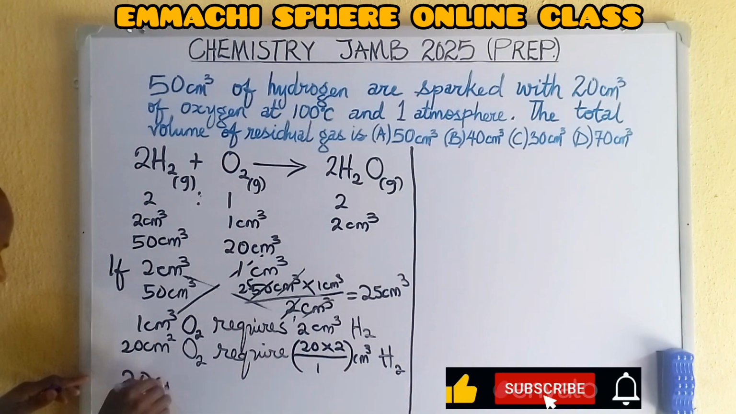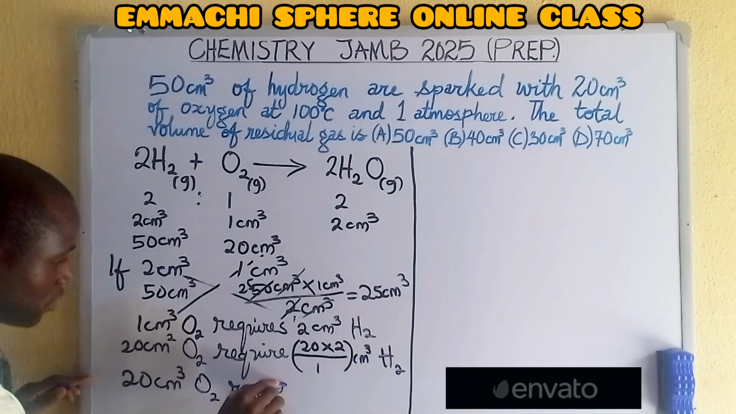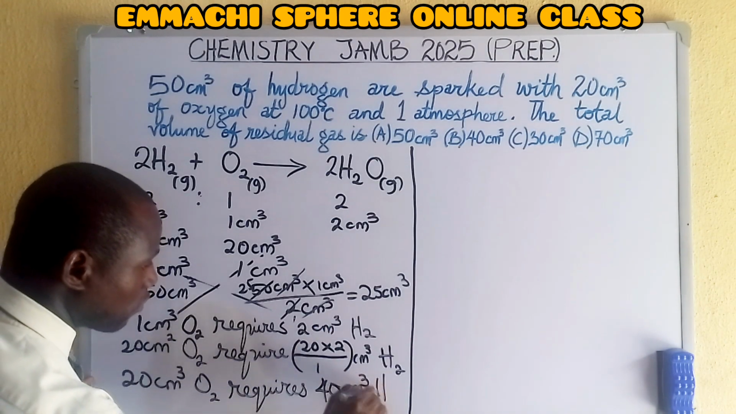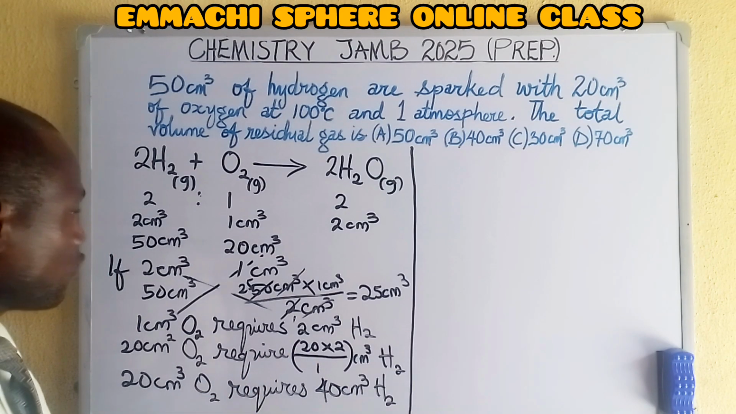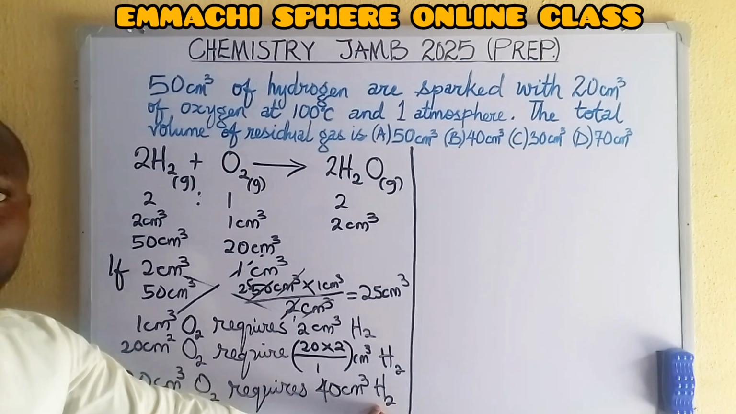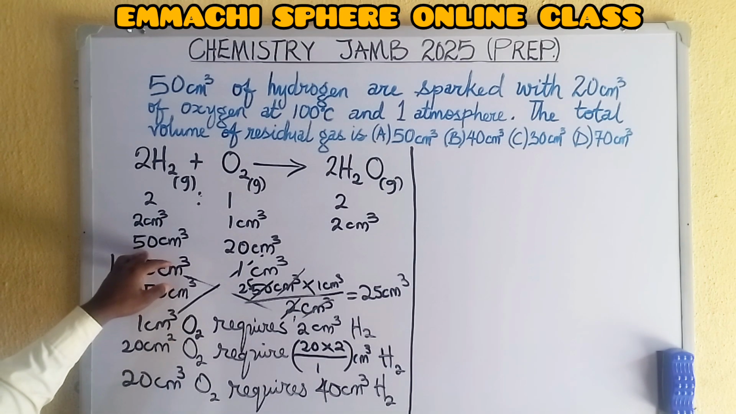Finally, 20 cm³ of oxygen requires 40 cm³ of hydrogen. I hope you understand it now. 20 cm³ that is given to us requires 40 cm³ of hydrogen. So if we look at this, 40 cm³ of hydrogen has been used up. It means that a portion of the hydrogen gas will be remaining.